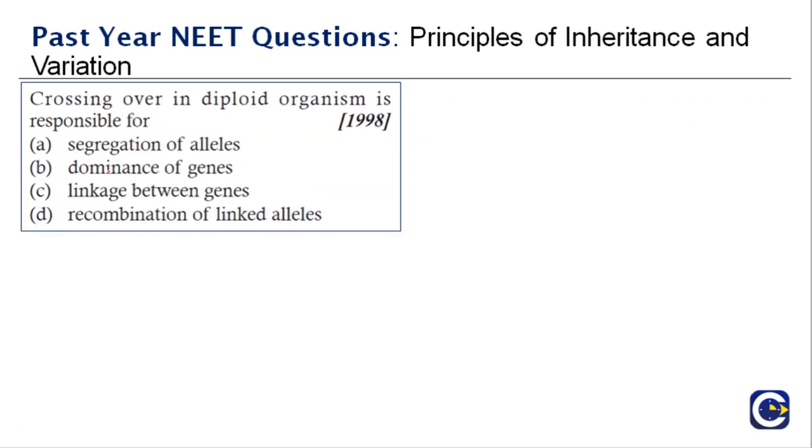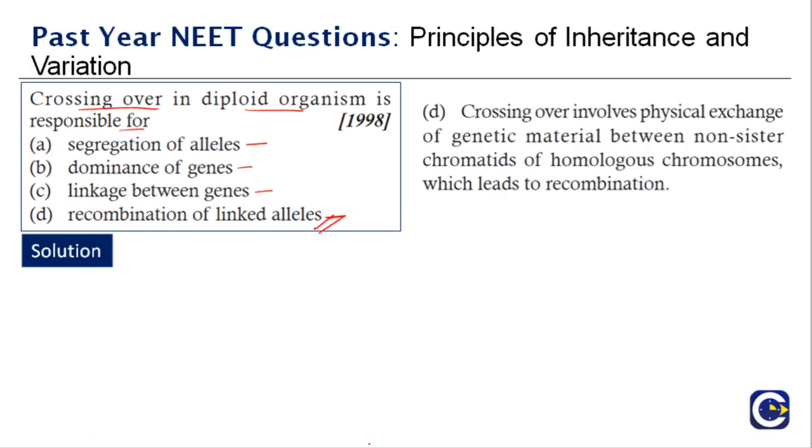Crossing over in diploid organism is responsible for segregation of alleles, dominance of alleles, linkage between alleles, recombination of linked alleles. So crossing over in diploid organisms is responsible for recombination of linked alleles. Crossing over involves physical exchange of genetic material between non-sister chromatids of homologous chromosome, which leads to recombination. So the right answer is D.